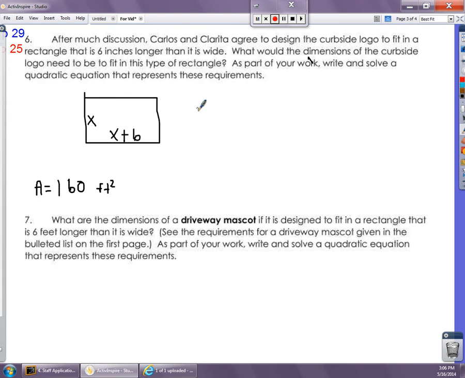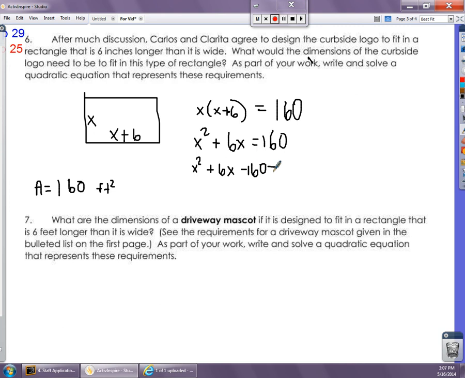So we can set up an equation. Since we know that area is length times width, the width is x and the length is x plus 6. When you multiply them together, length times width should equal the area of 160. To solve for x, we distribute the x so that we get x squared plus 6x equals 160. Then we subtract 160 on both sides, and now you have an equation that equals 0.